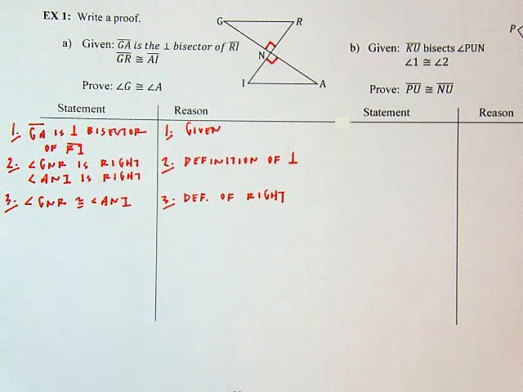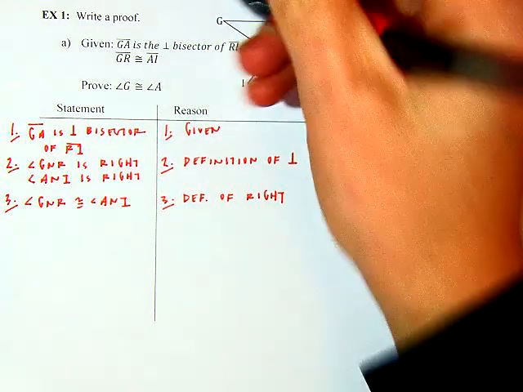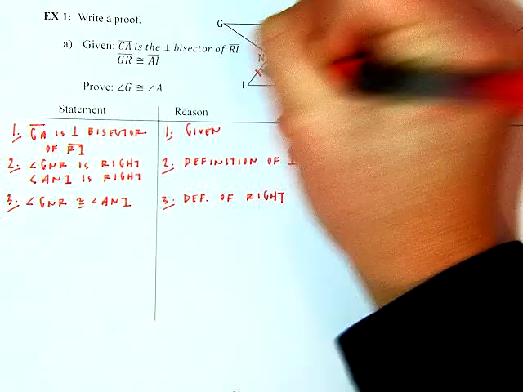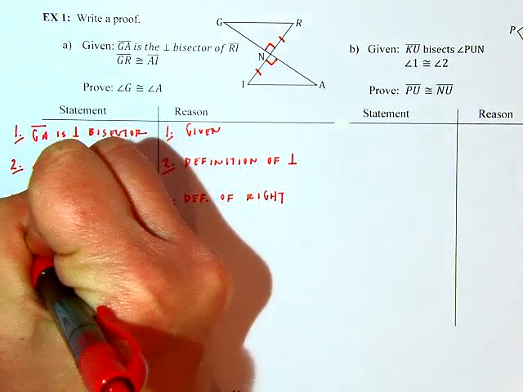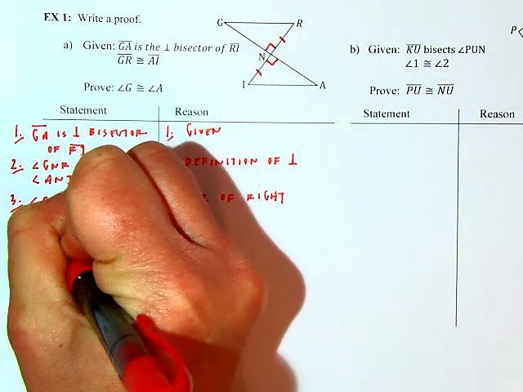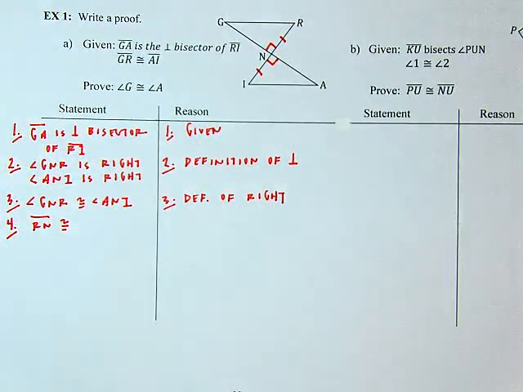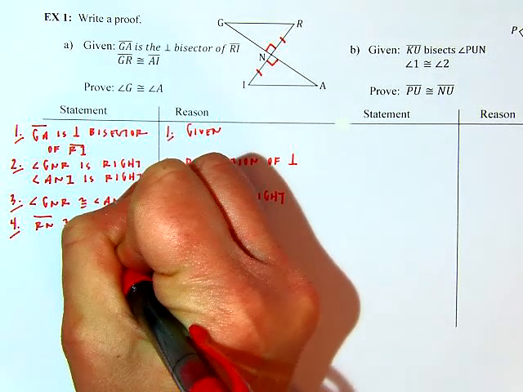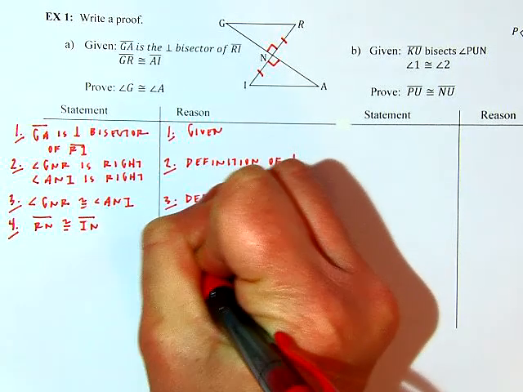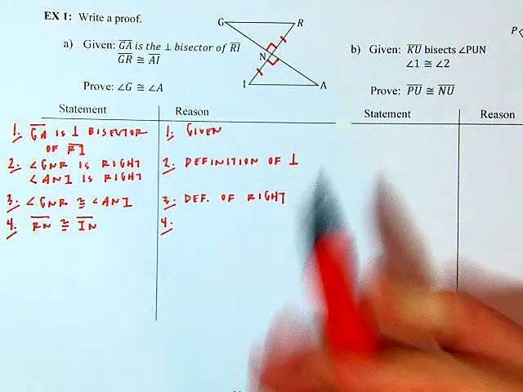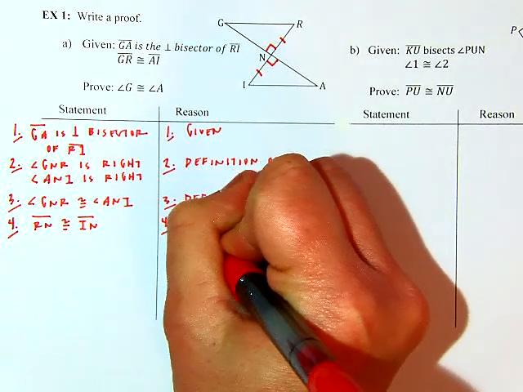I also was told that GA is a perpendicular bisector of RI. So I've gotten my angle connection. I need to get my side connection out of it too. If GA is bisecting RI, then RI is being split into two congruent parts. So let me add that part right here, that RN is congruent to IN. That's just building off the portion of this given that said bisect. So this would be definition of bisect.